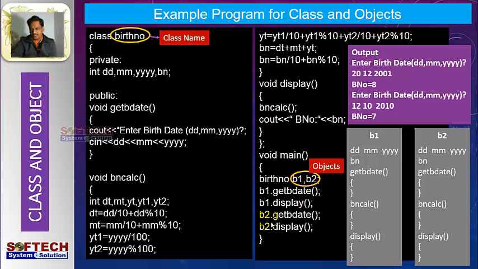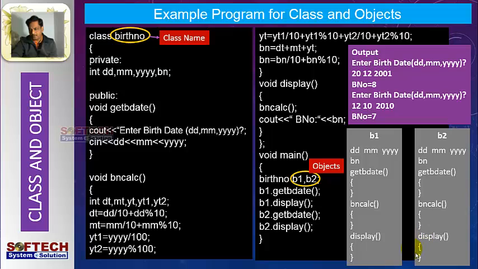Now after the display function, it automatically calls pn calc of the B1 object. In pn calc, it calculates the birth number and assigns 8 into bn of the B1 object, that is, birth number equal to 8. Then we call the function get b date from the B2 object, B2.get b date. It gets 3 values as input, for example 12, 10, 2010. The 12 is assigned to dd of B2, 10 is assigned to mm of B2, and 2010 is assigned to yy of B2.